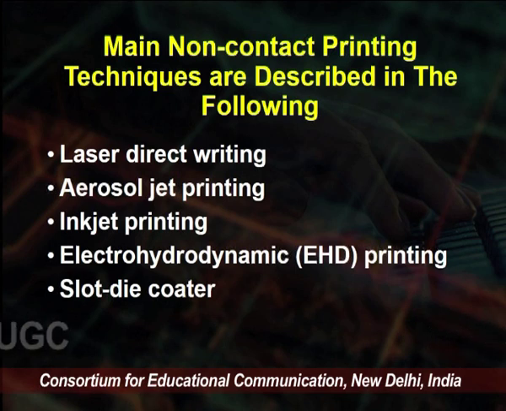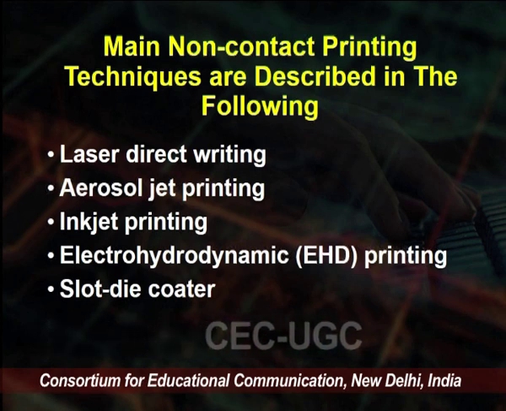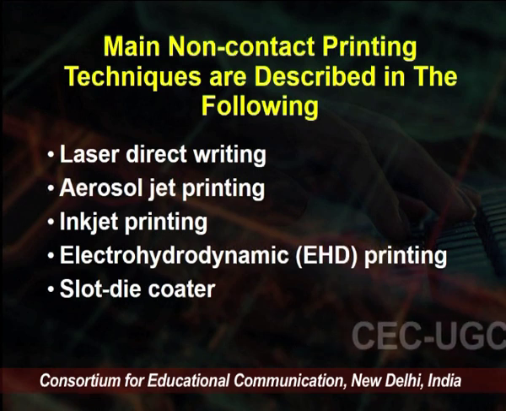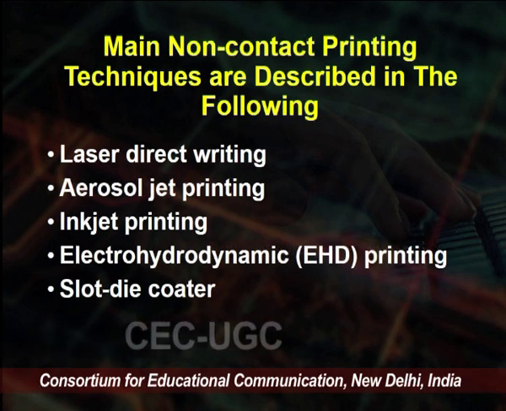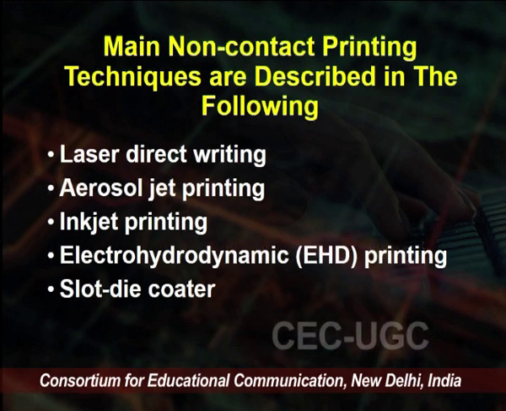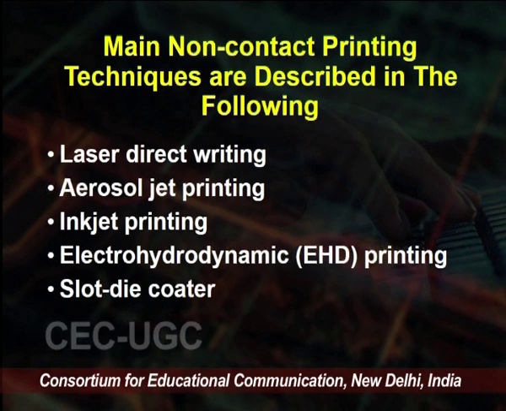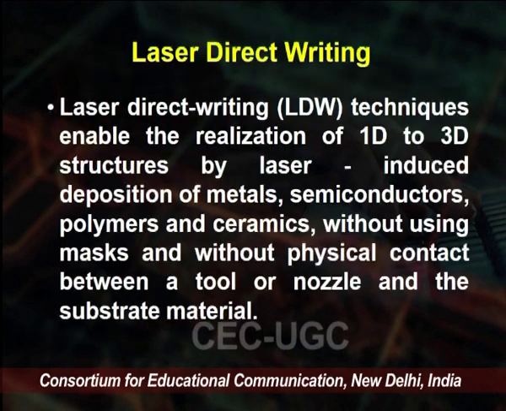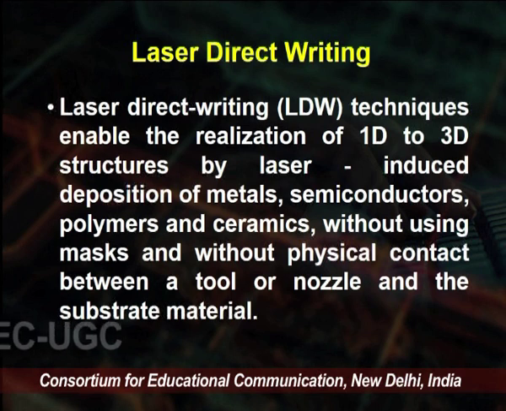Number 1 is laser direct writing. Number 2, aerosol jet printing. Number 3 is inkjet printing. Number 4 is electro-hydrodynamic, that is also known as EHD printing, and the last is the slot die coater, or sometimes it is called a slot mold coater. So we will discuss each technique one by one. First we discuss laser direct writing.